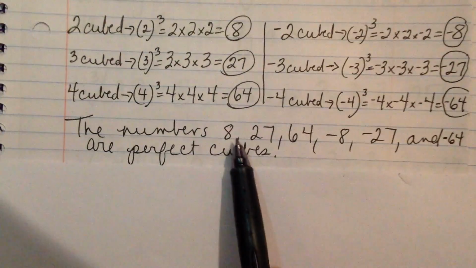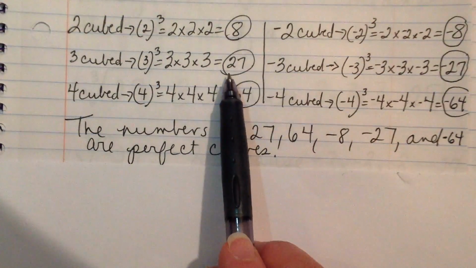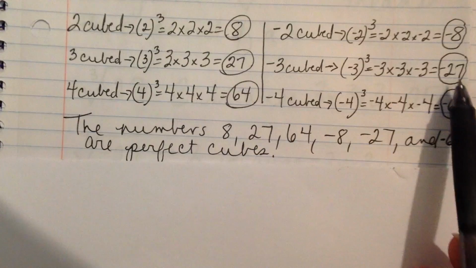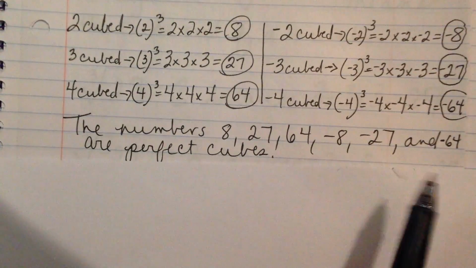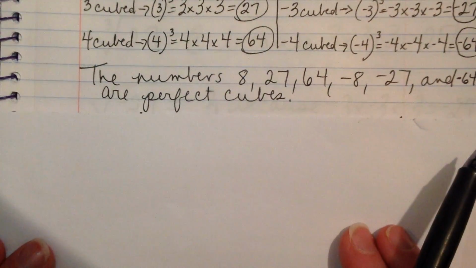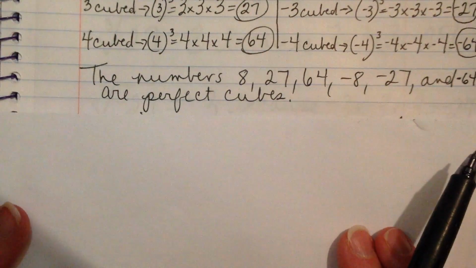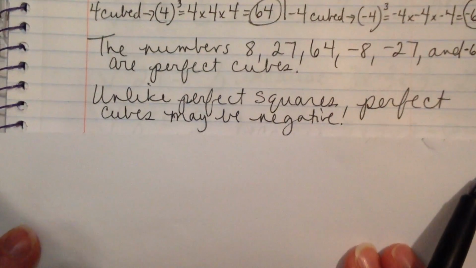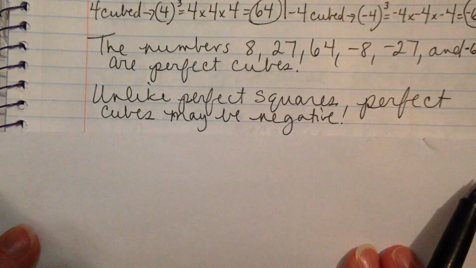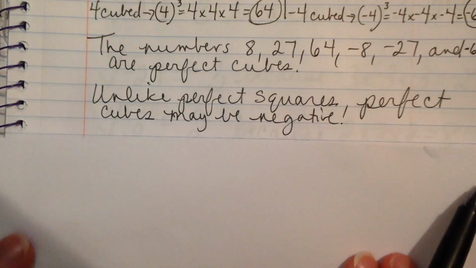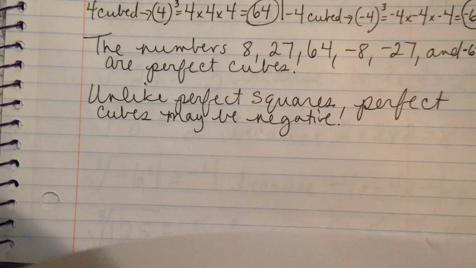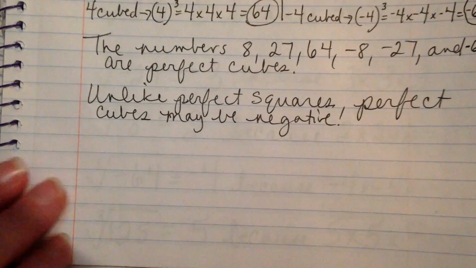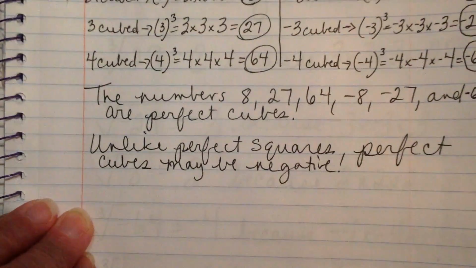The numbers 8, 27, 64, negative 8, negative 27, and negative 64 are what we call perfect cubes. Unlike perfect squares, perfect cubes may be negative. Perfect squares have to be positive, but perfect cubes may be negative.